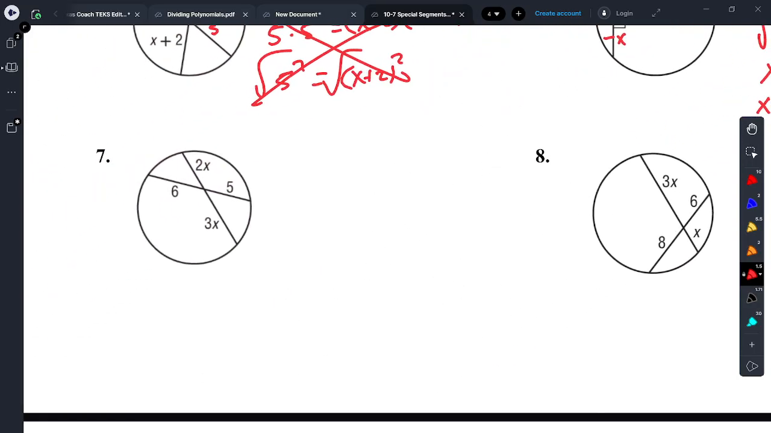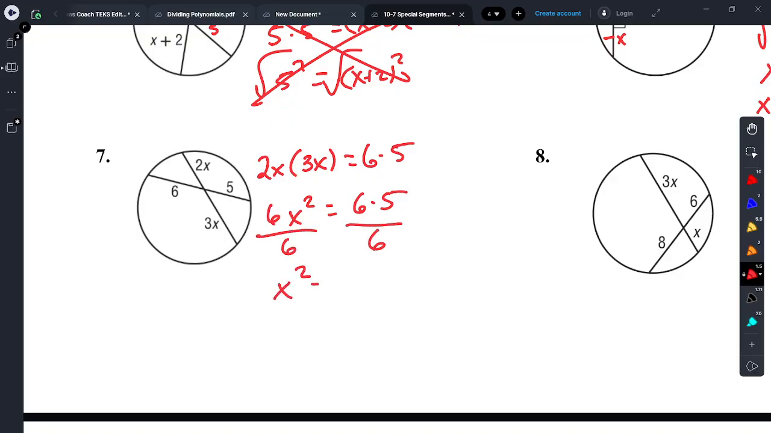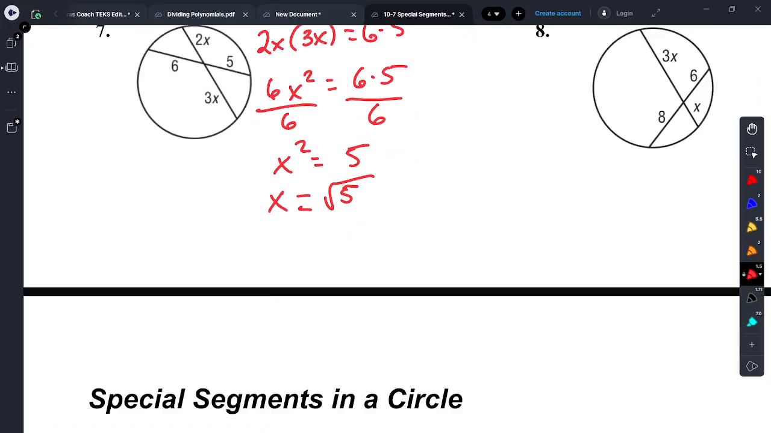All right. Next one, let's do it. So 2x times 3x is equal to 6 times 5. We get 6x squared is equal to 6 times 5. Divide both sides by 6. We get x squared is equal to 5, right? So x is root 5. All right, I'm not going to do 8. 8 is basically the same problem again, with just different numbers. Okay.